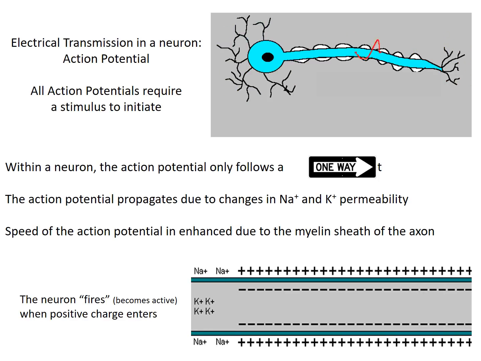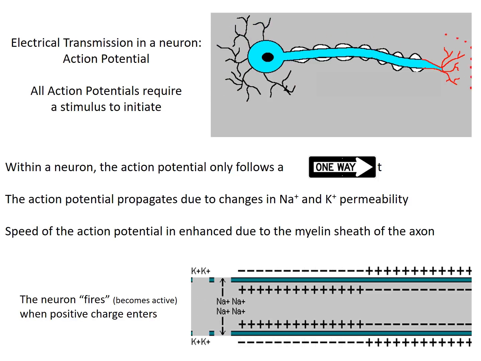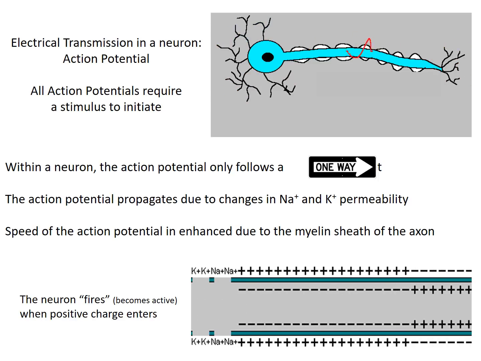That action potential, that electrical message, is delivered down the axon, and that's a one-way street. It can only go one way, from cell body to terminal. It cannot reverse. And that movement of electrical activity is done solely through the opening and closing of ion channels, two in particular, sodium and potassium.